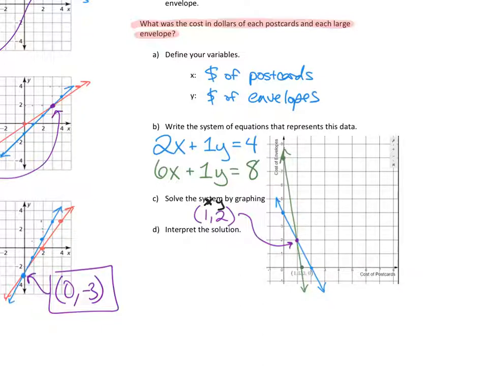So by labeling it, we know that each postcard costs $1, and each envelope costs $2. We just solved a real world problem, because for some reason this post office doesn't have their prices labeled. I don't know. You crazy. Right? Crazy post office. What are you thinking?